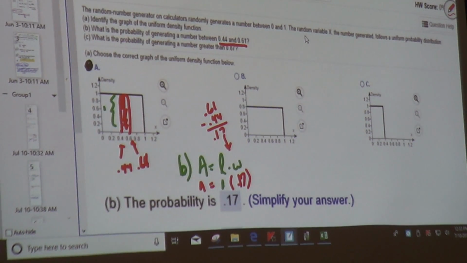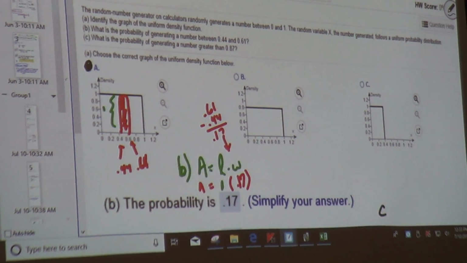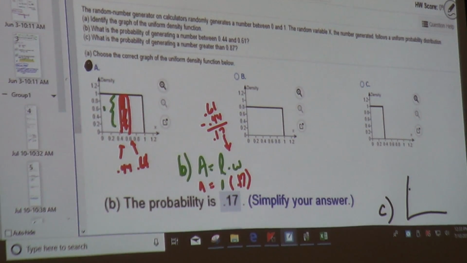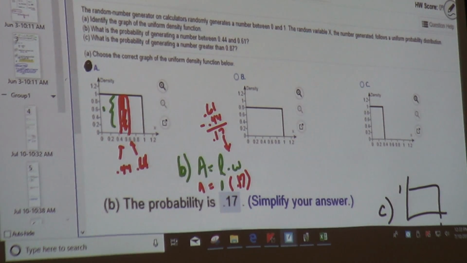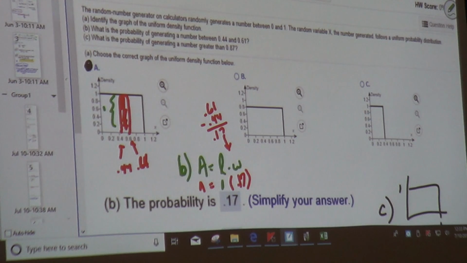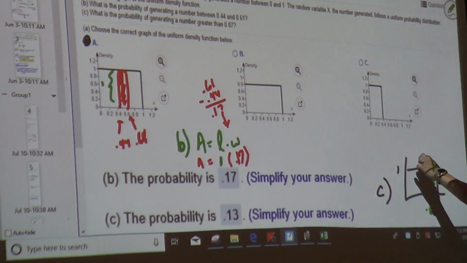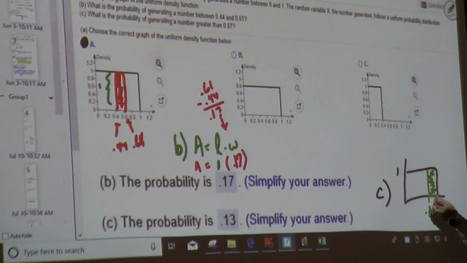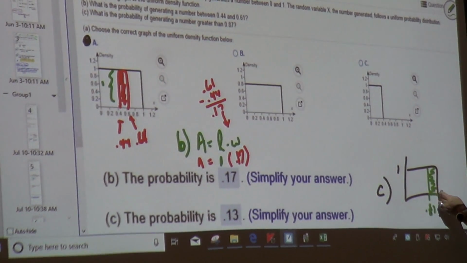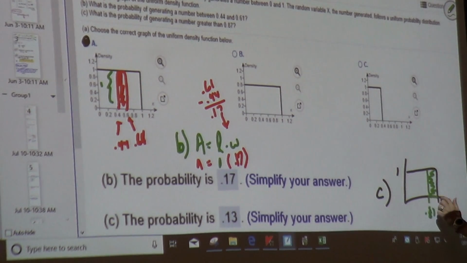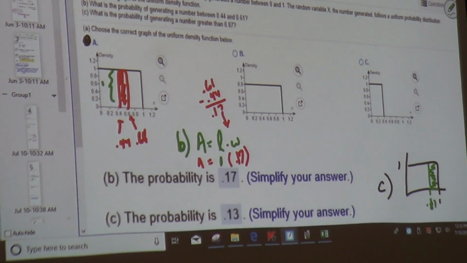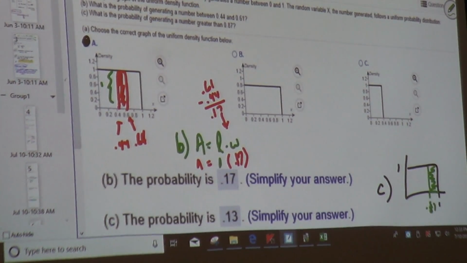And then for part C, there's your 1 and there's your 1. It says greater than 0.87. So if this was 0.87, we want greater than 0.87. So we know the height is 1, and we want the difference between 0.87 and 1. So we're going to do the same thing. We're going to subtract 1 minus 0.87.